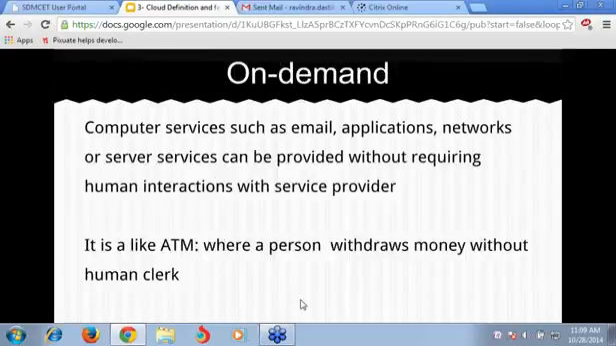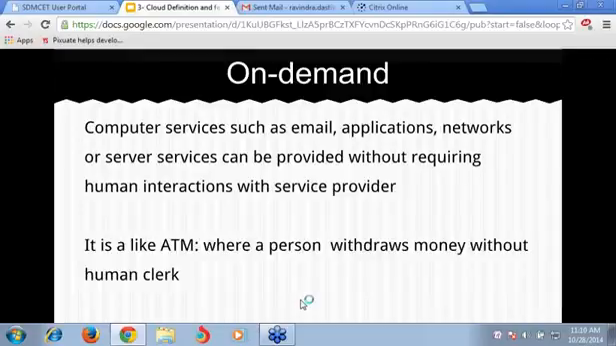On demand. Computer services in this on-demand mode, such as email, application, network services, can be provided without requiring human interaction with a service provider. What it actually means is, I told you an earlier example. Suppose in a traditional bank, if you want to go and withdraw money, then you have to go there, give your check, and take a token. A person will give you the token, and then you have to go to a cashier or a teller and take that money. So that means this kind of withdrawing involves 2 or 3 interactions with people or human resources. Whereas you go to an ATM, this doesn't happen.